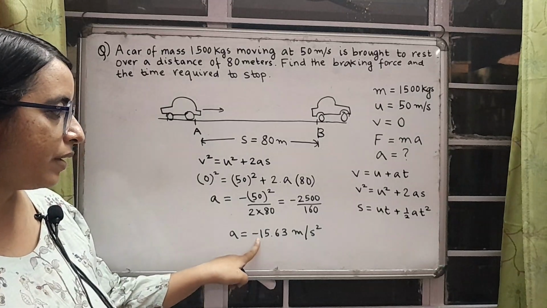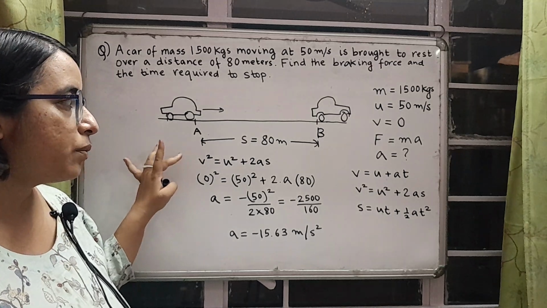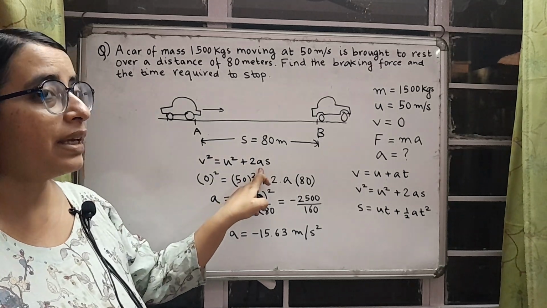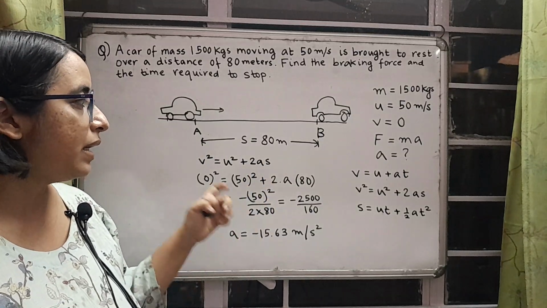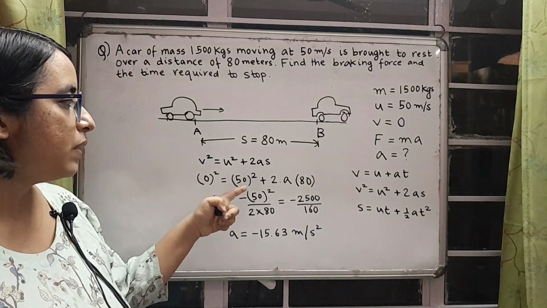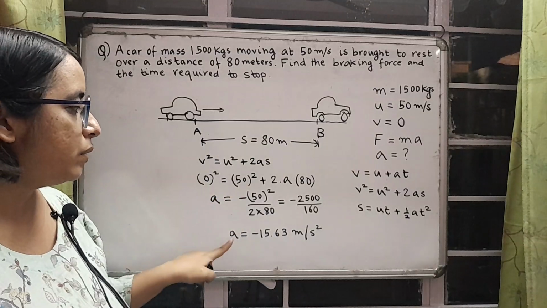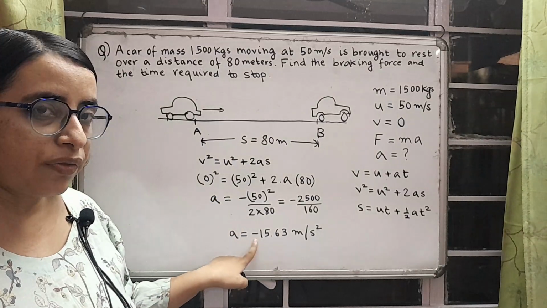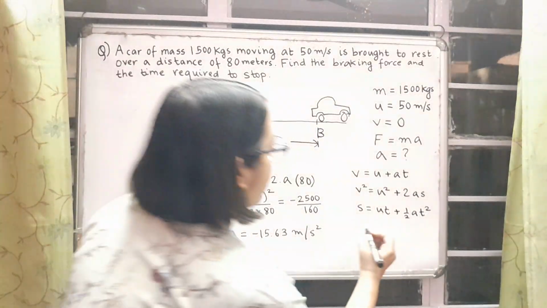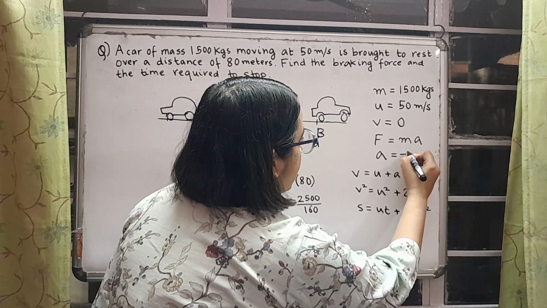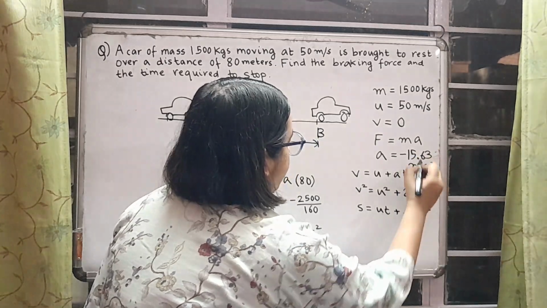So I have taken the equation without sign convention, which is saying that I don't know whether a is positive or negative, and putting the values as they are, I get that in order for the velocity to go from an initial value of 50 to a final value of 0, the acceleration has to be negative, or the body needs to be slowing down or decelerating. Now I'll write this value down. a is minus 15.63 meters per second squared.